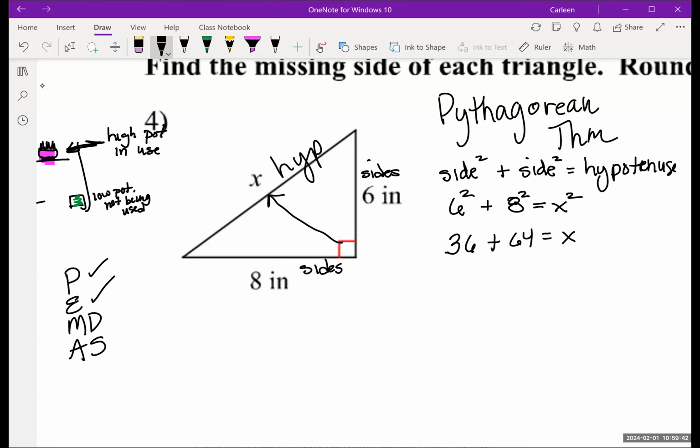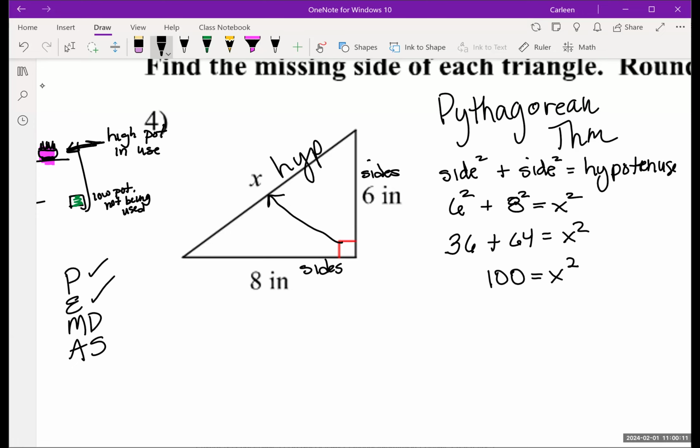Okay, equals x squared. Now, according to the order of operations, what do we do next? Oh, you are awesome. That is great. We are adding them together. So 36 plus 64 is 100.